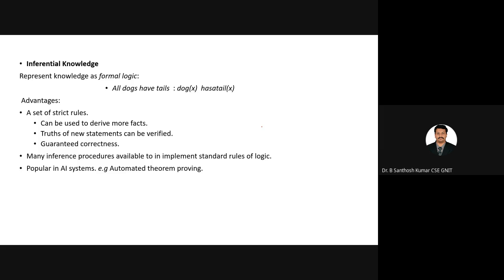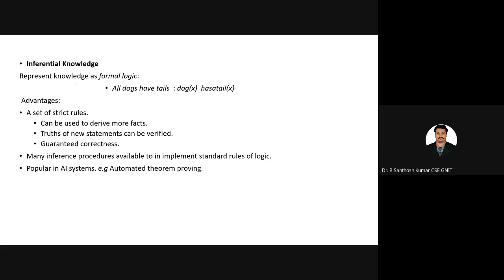The next one is inferential knowledge. Inferential knowledge means representing knowledge as formal logic. Here we use two types of representation: one is propositional logic, another is predicate logic. We'll discuss that later. Here an example is given: all dogs have tails, which means dog(X), so X has a tail, tail(X). It means all dogs have tails. This representation is called propositional logic, and this kind of representation is called predicate logic.